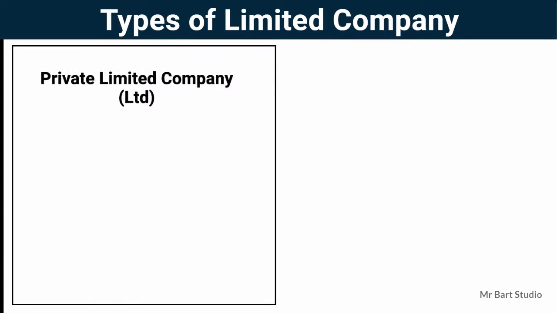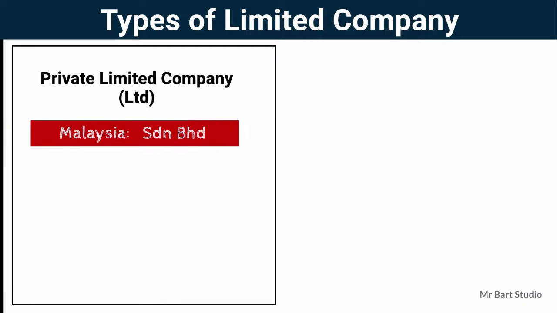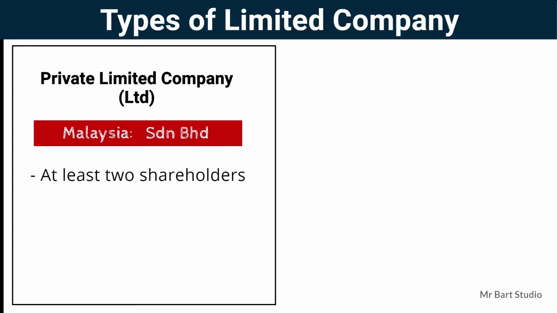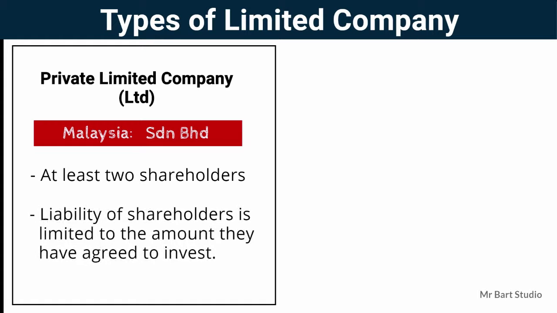Private limited company. In Malaysia, you will see SDN, BHD in the name of private limited companies, which stands for Sendirian Berhad. Private limited company must have at least 2 shareholders. Private limited company is not a listed company, so the shares are not open to anyone to obtain without the approval from current shareholders.